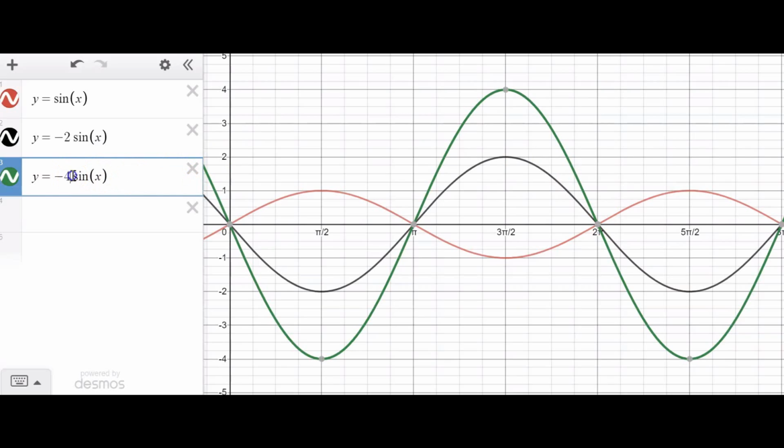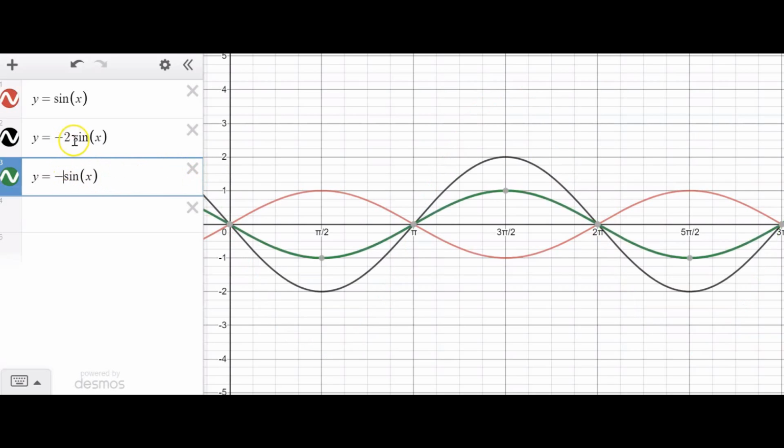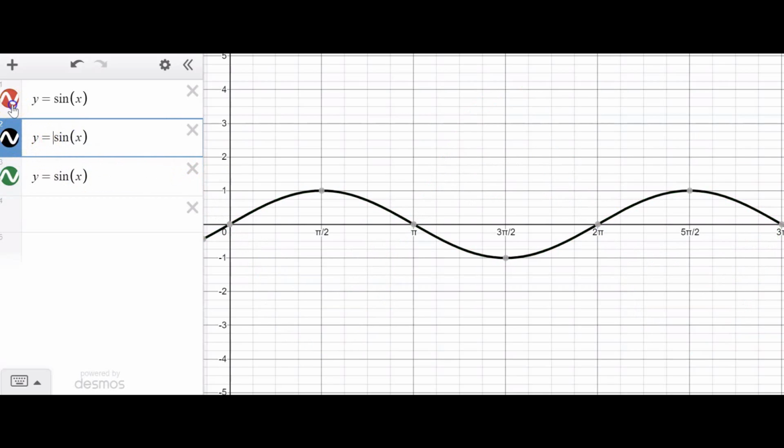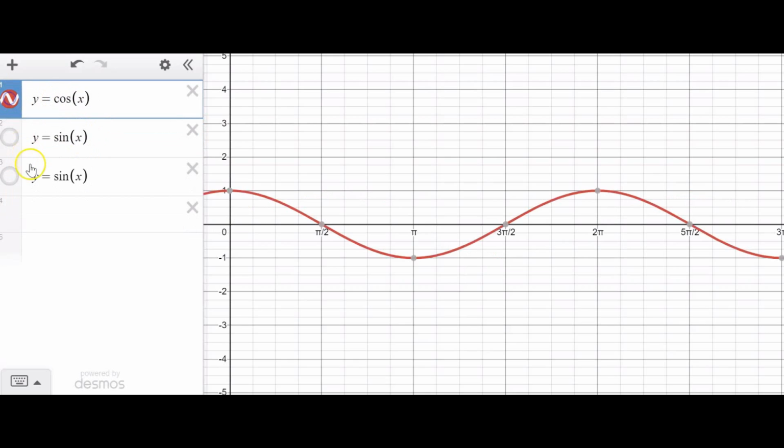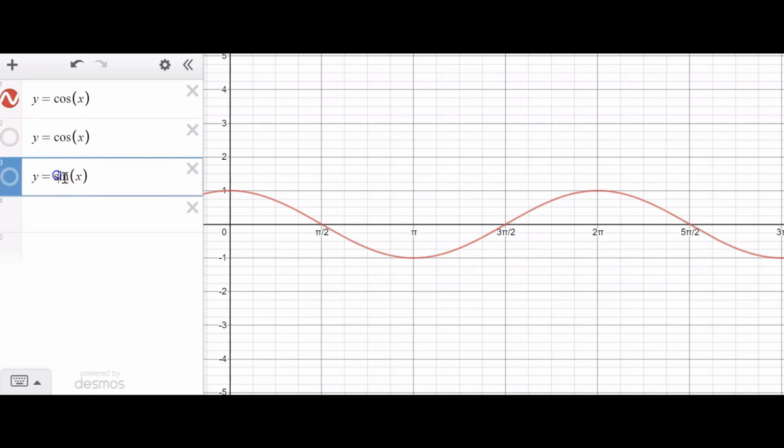So the amplitude is the number that goes in front of the trigonometric function. Now, it'll work the exact same way for cosine. So let's go ahead and put in cosine. There's cosine. Put in cosine here and cosine here.